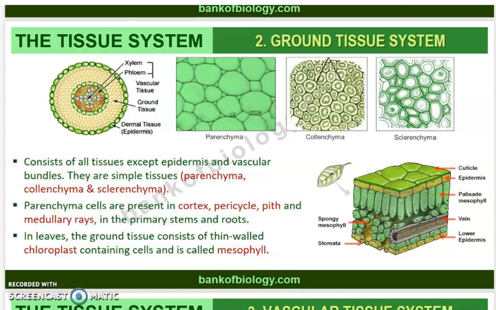We know that simple tissue is divided into 3: parenchyma, collenchyma and sclerenchyma. So this ground tissue is made of simple tissues, which are parenchyma, collenchyma and sclerenchyma.